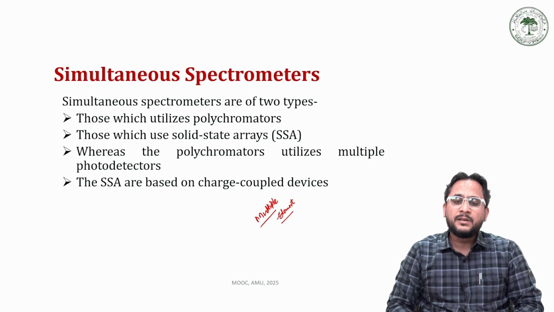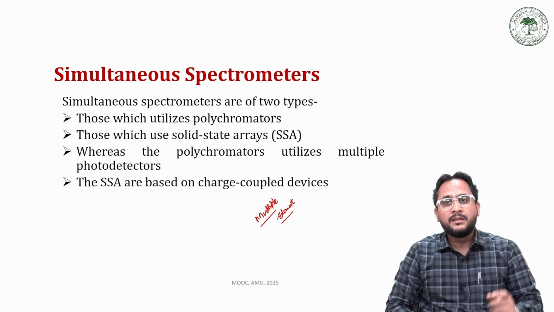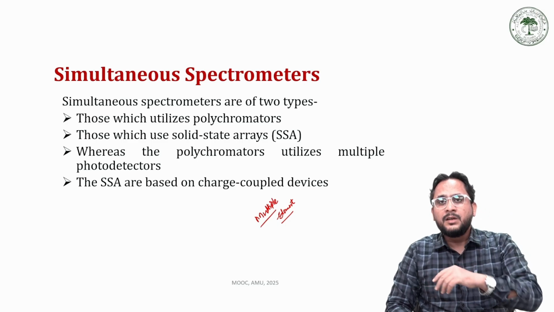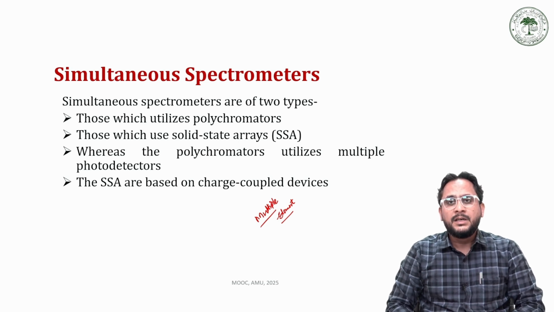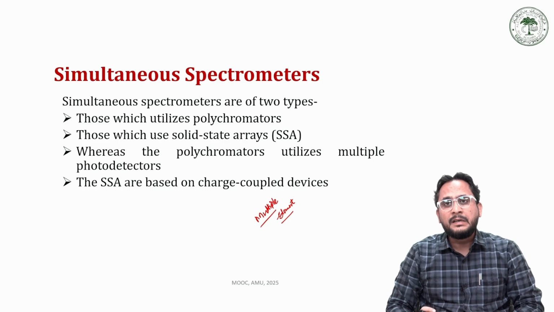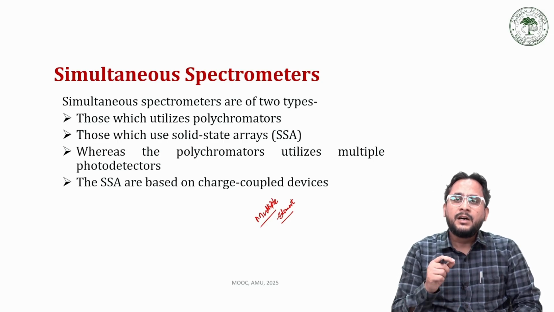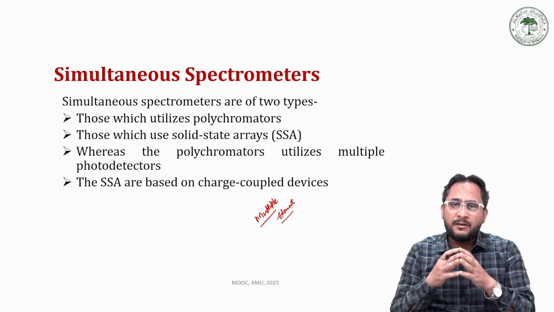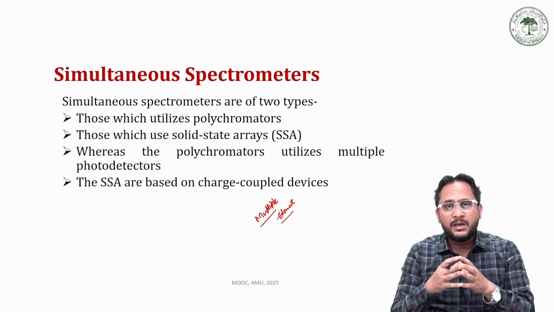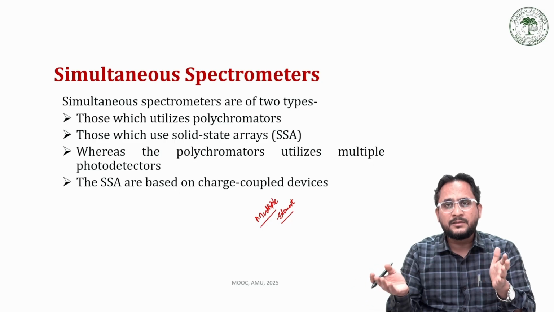And since we are going for the detection of multiple elements at a particular point, we need a number of monochromators, or I should use the word polychromators, and we also need multiple detectors. So there are two possibilities: either we can use multiple PMTs, meaning multiple photomultiplier tubes, which you know are photosensitive. They have a photocathode and photoanode placed on either side.